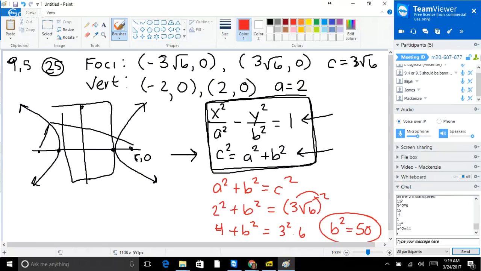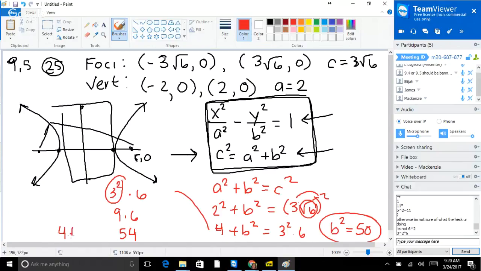Nope. So Elijah, when you do 3 squared, 6 squared, what that's like is you're going to take 3 squared. Here, let me move over here. So you're going to get 3 squared times 6. The 6 kind of gets left alone because it already had the square root on it. So then you do this 3 squared, which is 9 times 6. So 9 times 6 is 54. All those math facts a long time ago, right? So you end up with 4 plus B squared equals 54, or B squared equals 50.